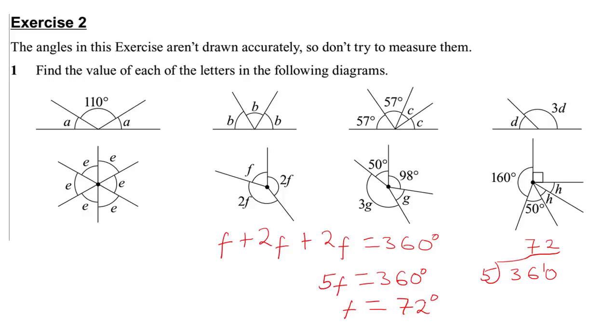So 1F is 72 degrees. Okay? So it's the same principle. Form an equation and say what they add up to. For example, in the first one here, these 3 angles will add up to 180. These 3 B's will add up to 180. So as long as you know what they add up to, form an equation and just solve that equation. Okay, so if you find that in the test, that's how to do it.